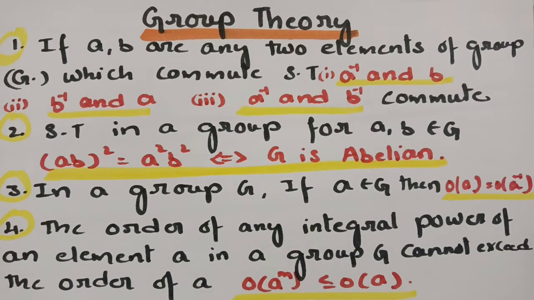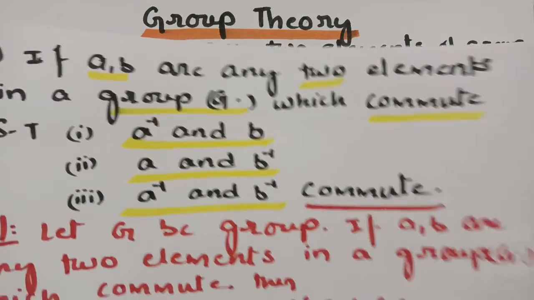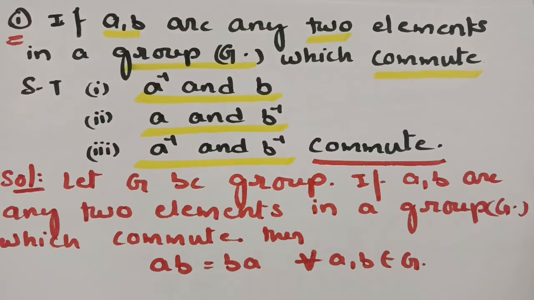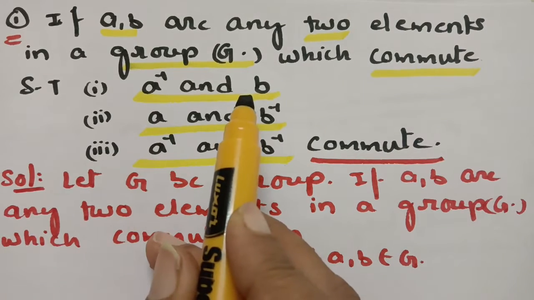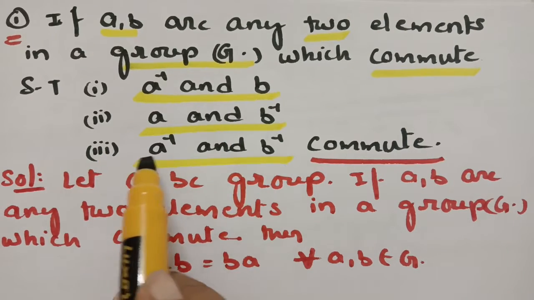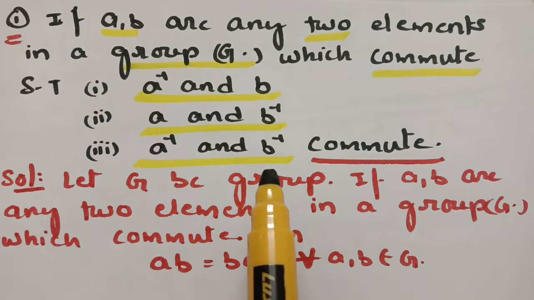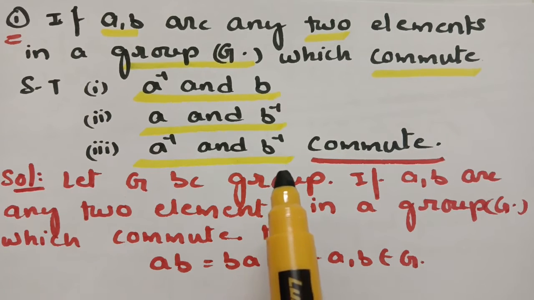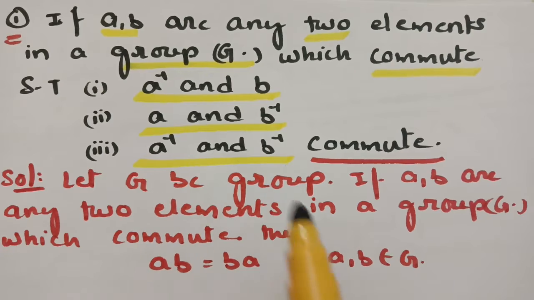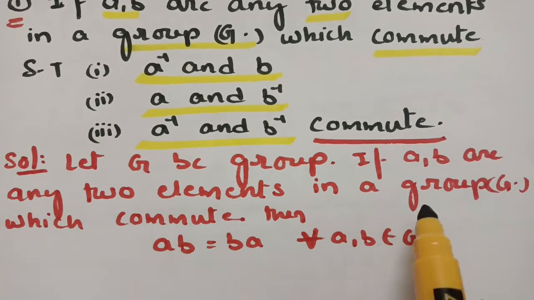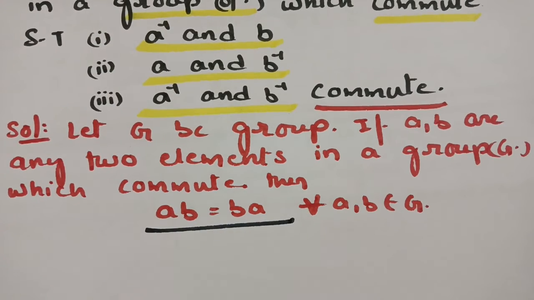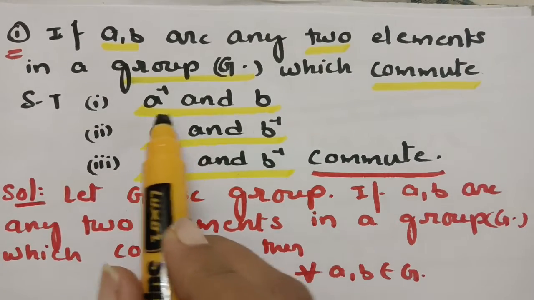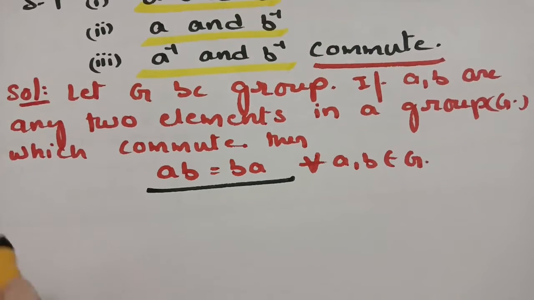The first question is so important. If A and B are any two elements in a group G which commute, that means they satisfy the commutative law, then we have to show that A inverse and B commute, A and B inverse commute, and A inverse and B inverse commute. It is given that G is a group and A and B are two elements in G which commute, which means it is satisfying the commutative law. First is proof 1.